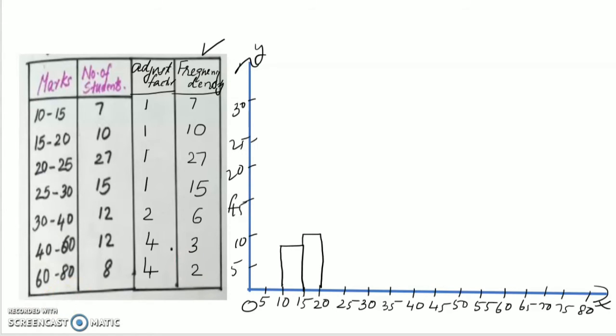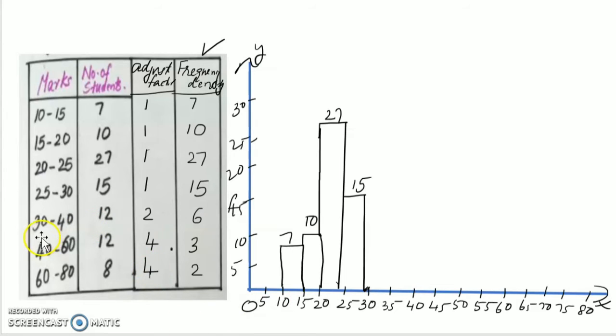I will show you. Here see, you can see till 25 to 30 I marked here. You have to mark all the points here also, the length. The first case that is 7, then 10, and in the third class interval that is 27, and the fourth class interval corresponding to that is 15. And in the next case you just listen here, till 25 to 30 the class interval was 5, and here that is 10.